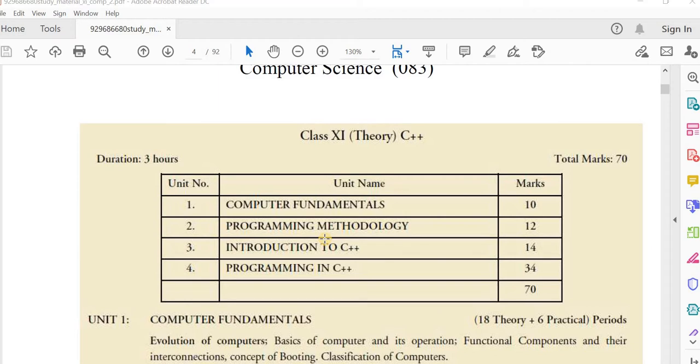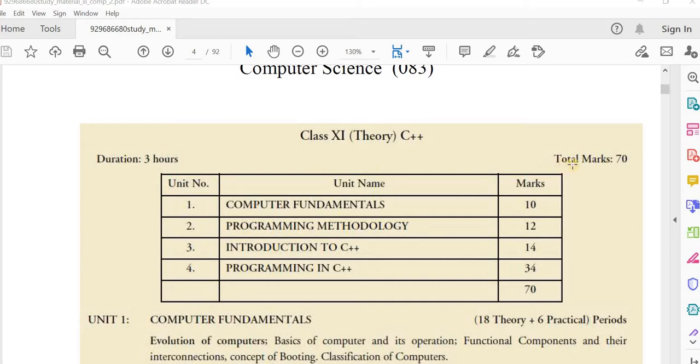So before we start computer programming, I want to discuss the syllabus for first year, that is class 11 computer science. So first we will see the syllabus. You can see the syllabus here. This is the computer science syllabus for class 11, theory part.